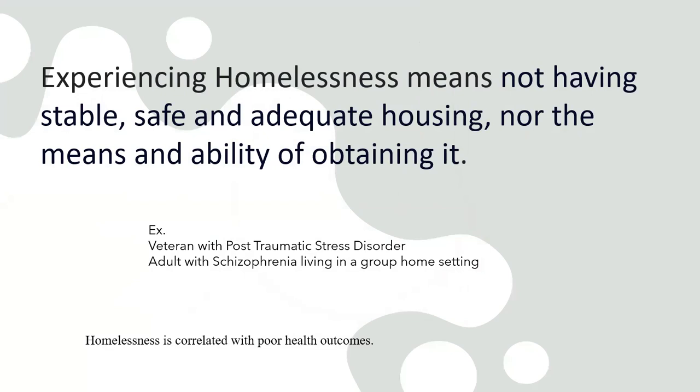So experiencing homelessness means not having stable, safe, and adequate housing. So a veteran that has post-traumatic stress disorder and that does not have a support system, they're more at risk than someone that has a support system. If someone lives in a group home setting, that's a support system. Homelessness is correlated. There is a correlation or relationship between homelessness and poor health outcomes.